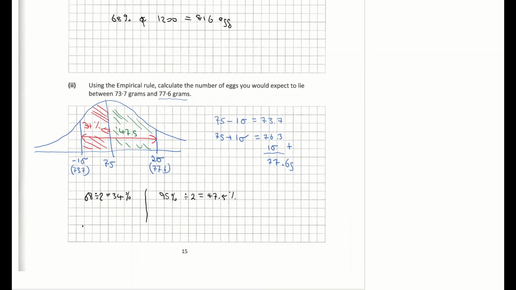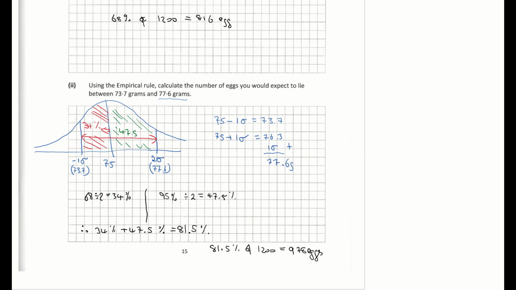So therefore, 34% plus 47.5% is giving me 81.5%. And again, it's asking us to find the total number of eggs. So basically what I'm doing here now is I'm finding 81.5% of 1,200 eggs, which is giving me 978 eggs. And that's A part 2.